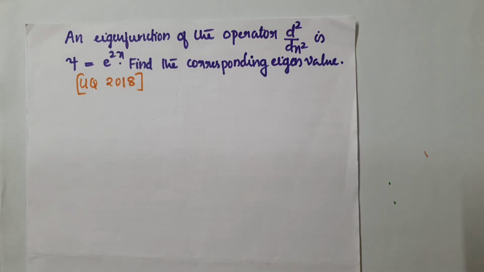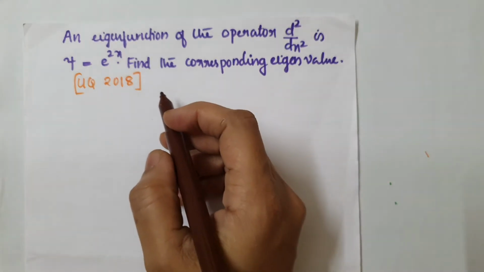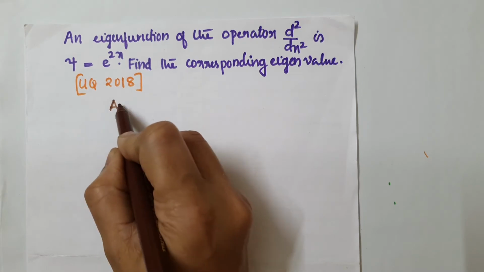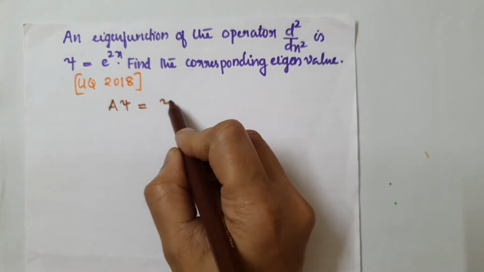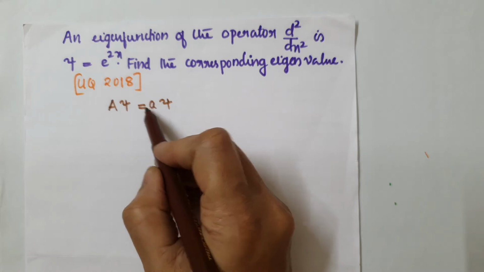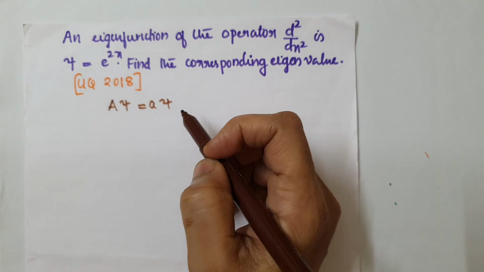An eigenfunction of the operator d square by dx square is psi equal to e raised to 2x. Find the corresponding eigenvalue. We have studied the eigenvalue and eigenfunction. If an operator A operates on a function psi, then we get the same function multiplied by a constant, and this constant is called the eigenvalue and this function is called the eigenfunction.